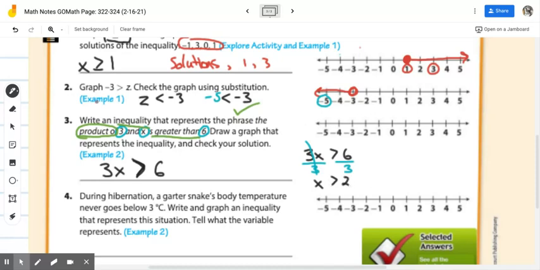So I'm going to find 2 on the number line. X is greater than 2, so I'm going to make it an open circle, and I'm going to graph to the right.